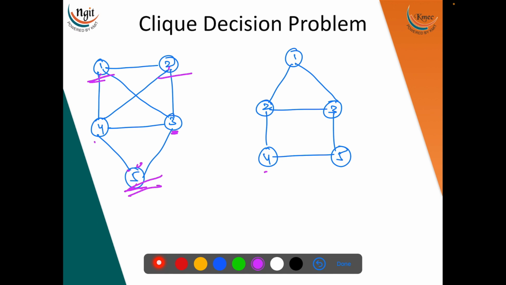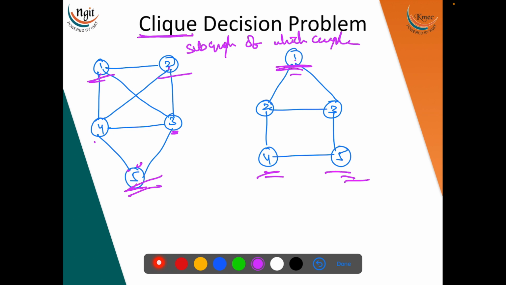Now the same case here. You added vertices 4 and 5 over here and did not establish any edge from vertex 1 to 4 or 1 to 5. It is also not a complete graph, correct? Now, what is the clique decision problem? Basically, a clique is what? A clique is a subgraph of a graph which is a complete graph.